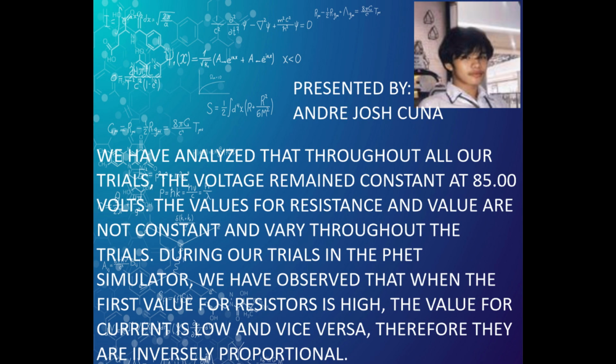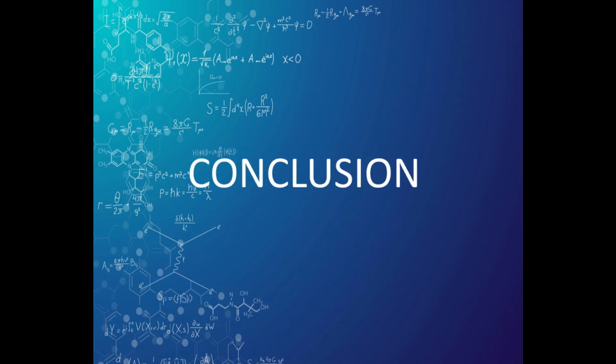We have analyzed that throughout all our trials, the voltage remained constant at 85 volts. The values for resistance and current are not constant and vary throughout the trials. During our trials in the FET simulator, we have observed that when the value for the resistors is high, the value for current is low, and vice versa. Therefore, they are inversely proportional.